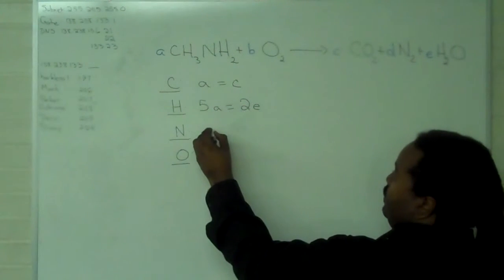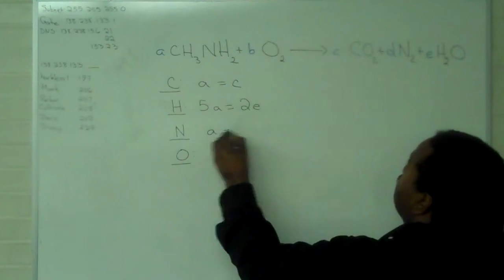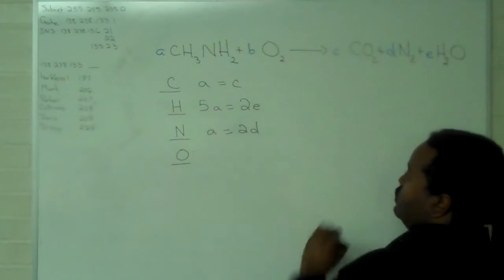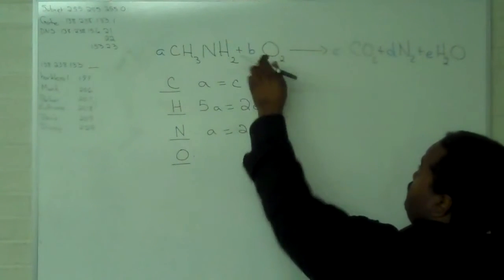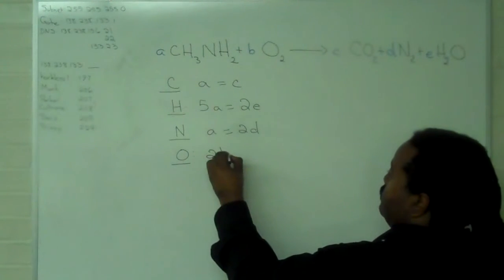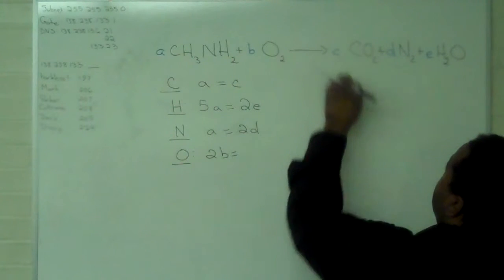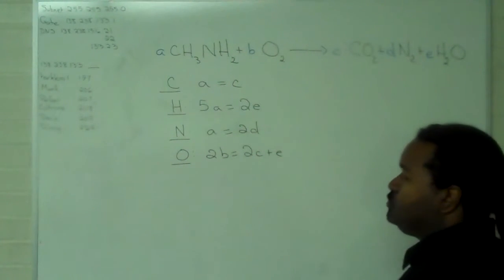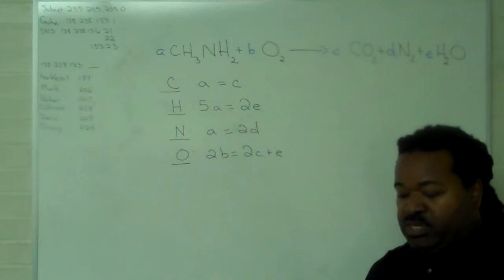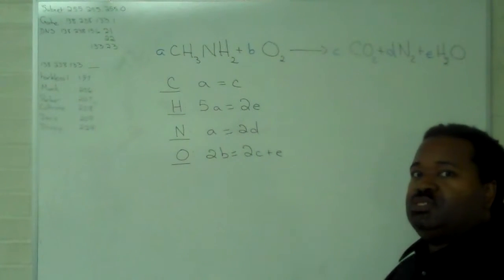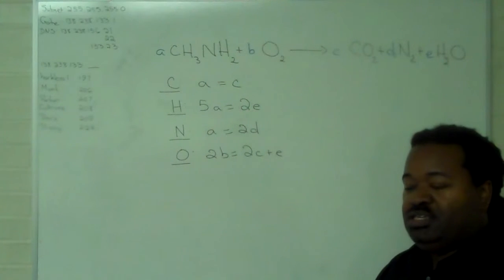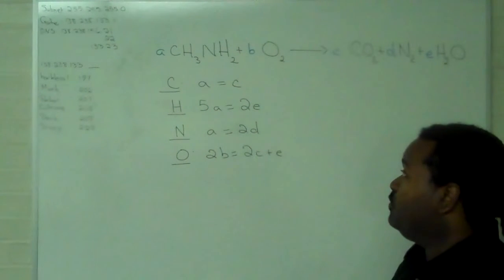For nitrogen, I pick up 1 nitrogen and 2 over here, so A equals 2D. And for oxygen, I have that 2B equals 2C plus E. At this point, I have made no decisions whatsoever, but I'm about to have to make one. And that then is the first thinking step.